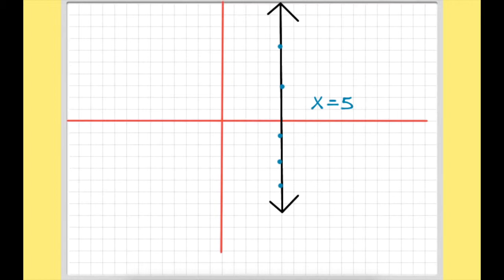Horizontal lines, as you can probably guess, have a constant y value no matter where you are on the line. And so the equations of horizontal lines are written as y equals whatever that y value is.